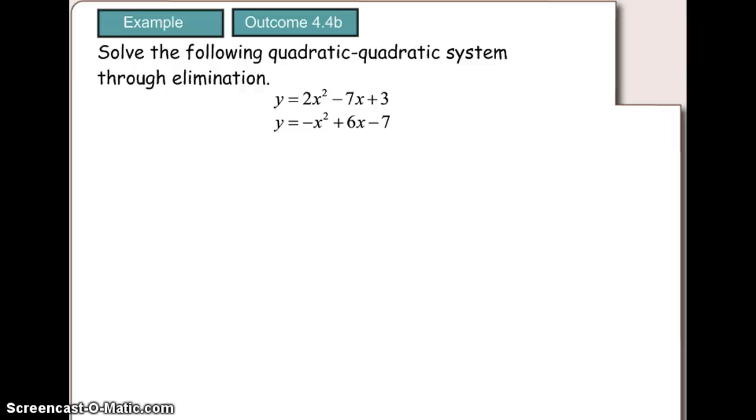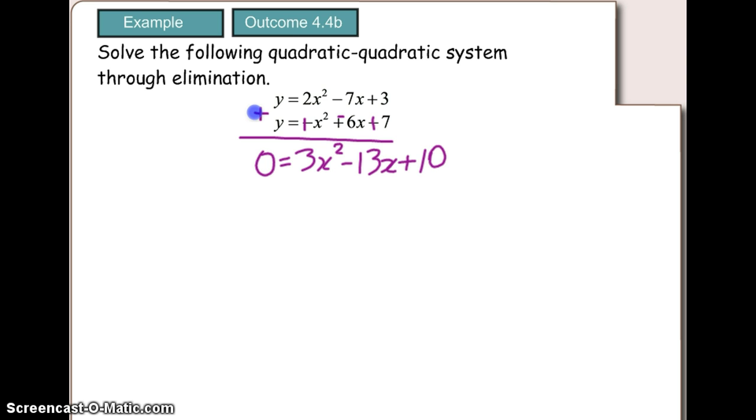So continuing on in our notes, now we have something that's new. This is not something that we did last year. We're going to solve this quadratic system through elimination. So I'm going to start by subtracting my 2 equations, leaving me with 0 is equal to... Here I'm just switching my signs to make it a little bit easier for myself.